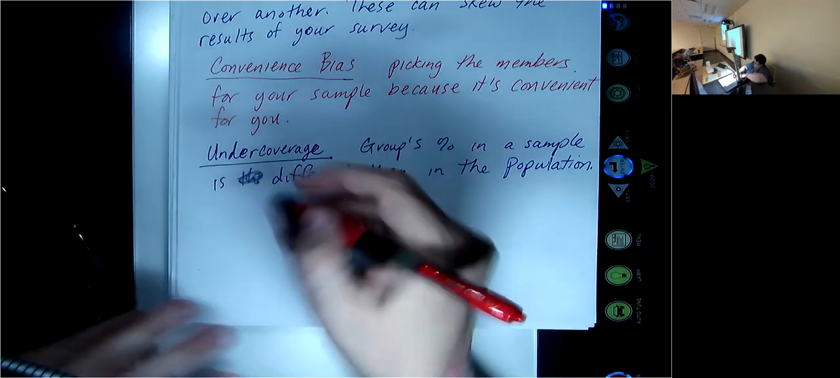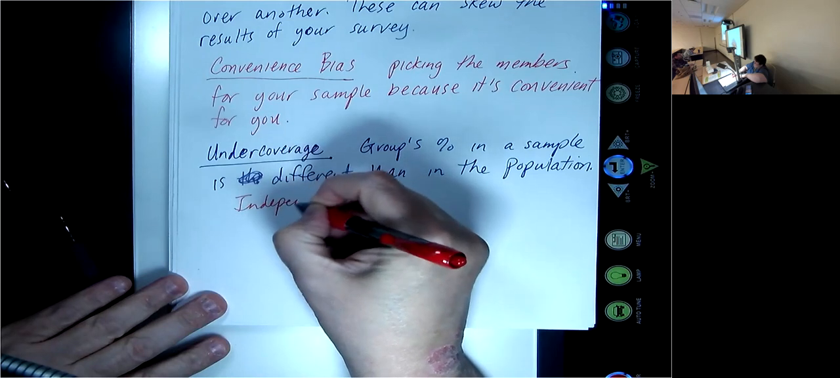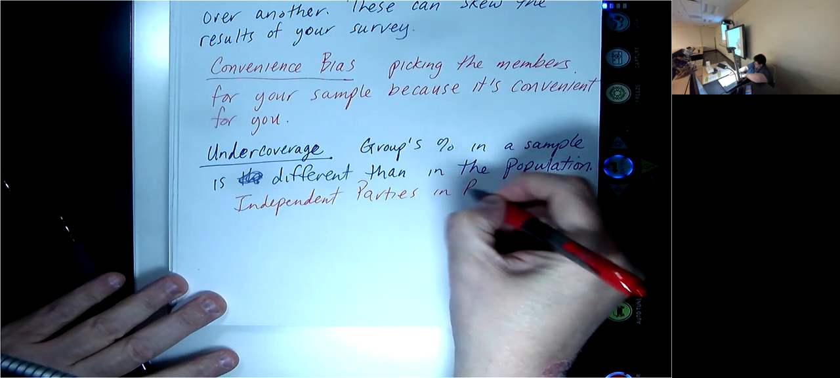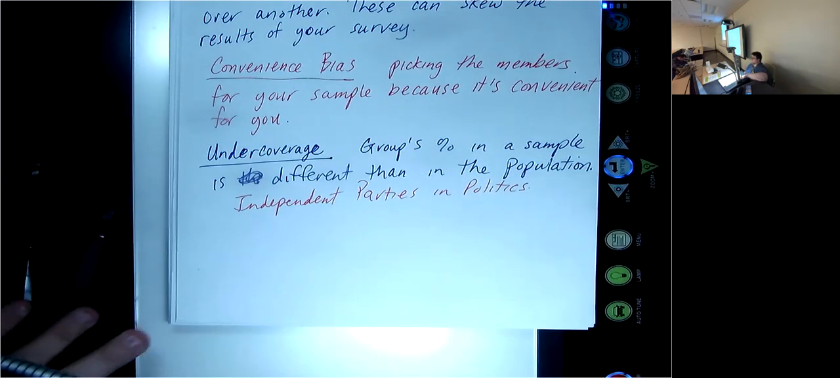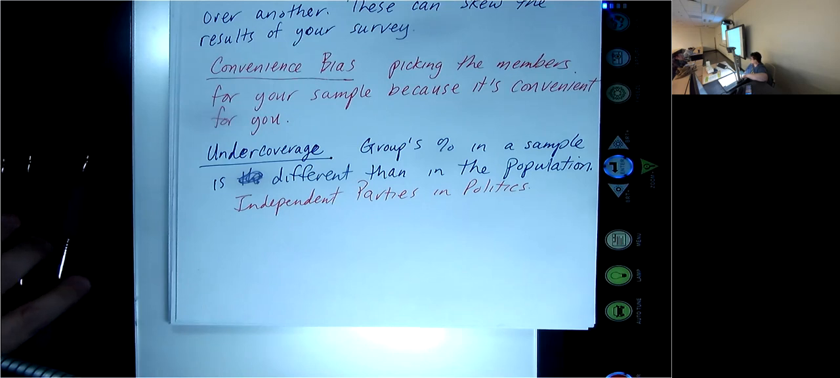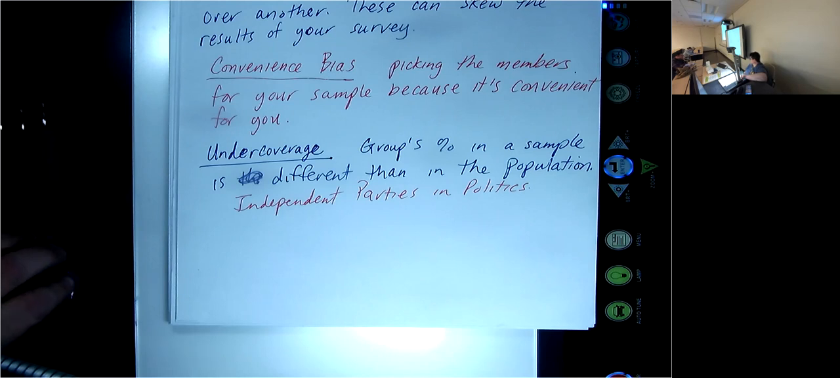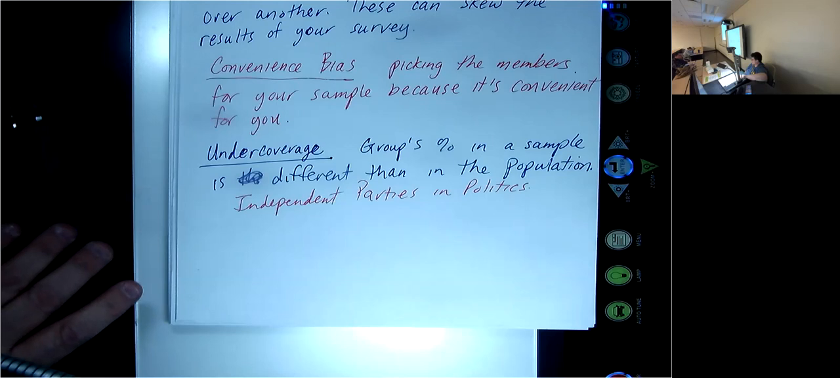Politics and independent parties are a good example of this. You don't want that. Everybody should have a voice in that. Otherwise, you're not getting an accurate representation. And that 10%, that independent group, swings the results of the elections all the time. They're the ones that make the decision, because they shift.